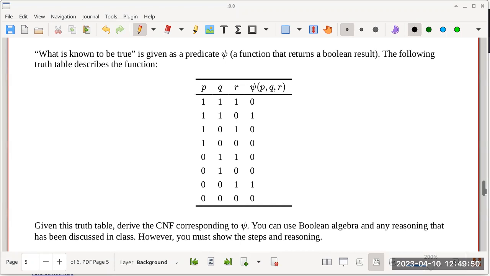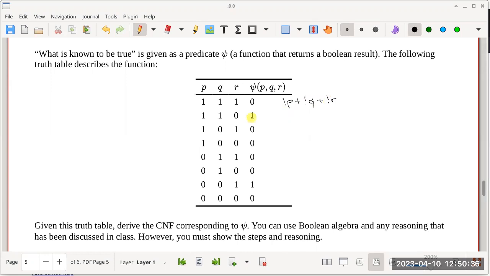Do you guys vaguely remember how to do that? I'll give you a few examples. On the first row, P, Q, R are ones, but the result is false. So how do you make a disjunction using the variables P, Q, R such that the OR is false, but only for this particular row? Not P, not Q, not R, but what type of operator connects them? OR, very good. So this one is not P or not Q or not R.